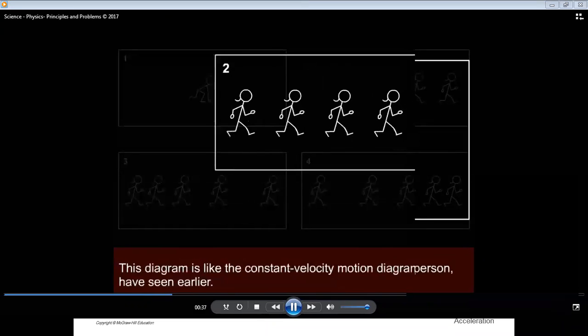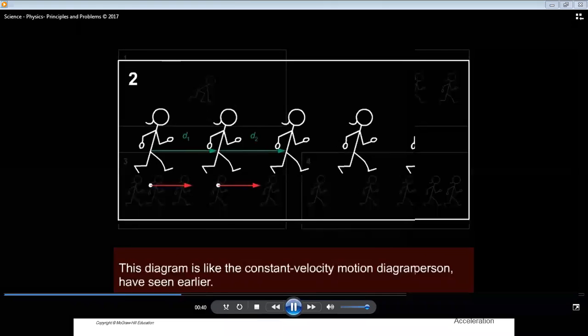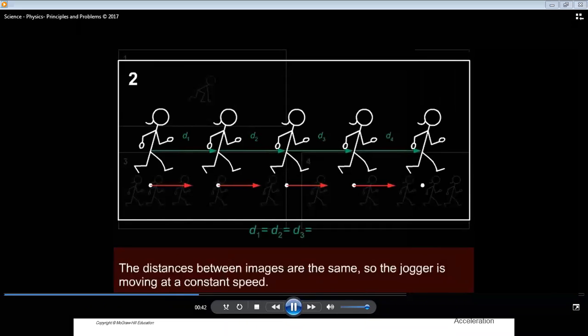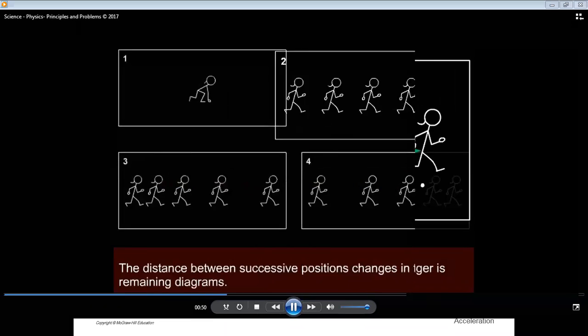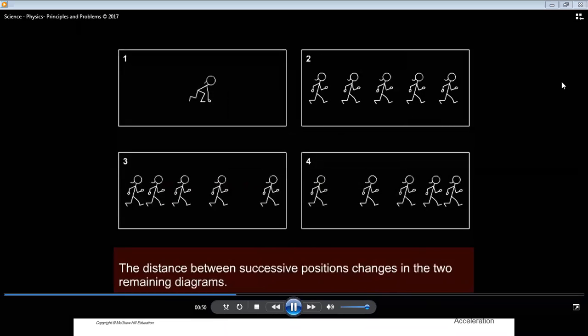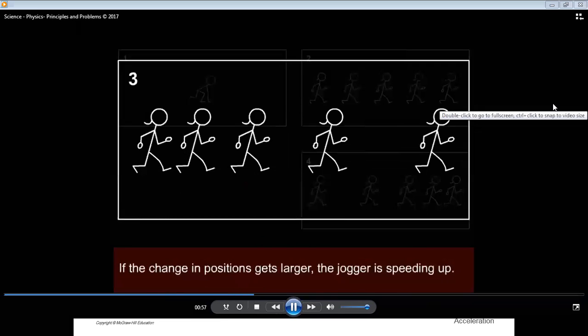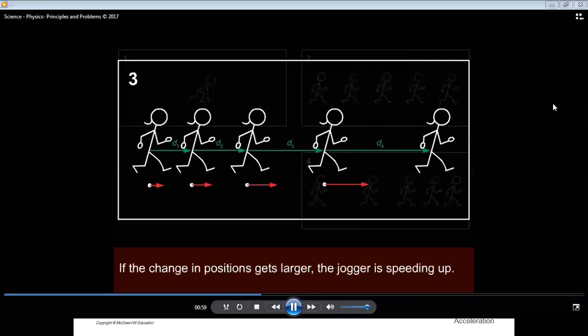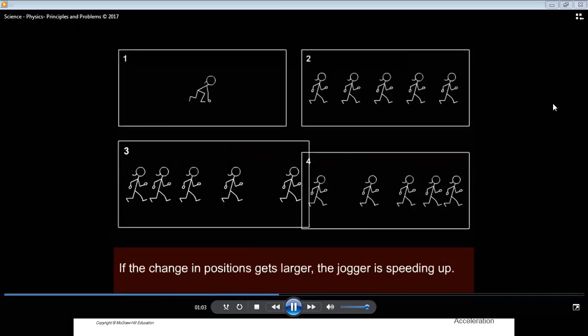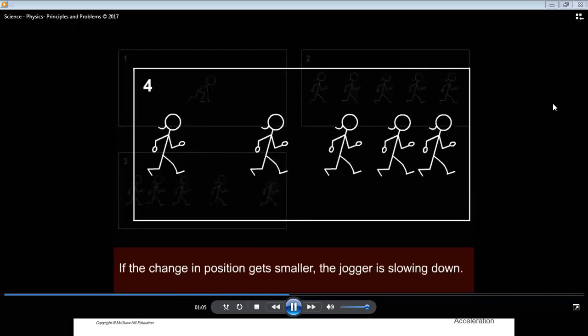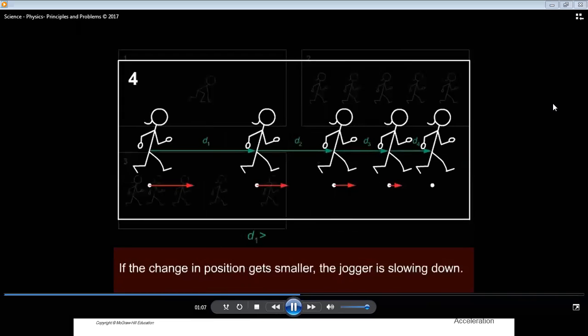This diagram is like the constant velocity motion diagrams you have seen earlier. The distances between images are the same, so the jogger is moving at a constant speed. The distance between successive positions changes in the two remaining diagrams. If the change in positions gets larger, the jogger is speeding up. If the change in position gets smaller, the jogger is slowing down.